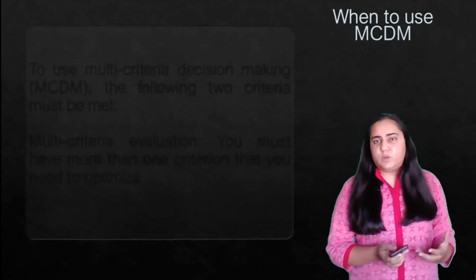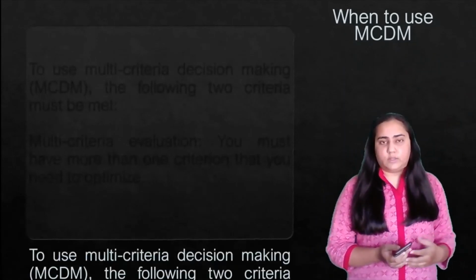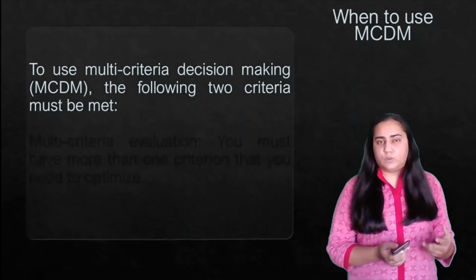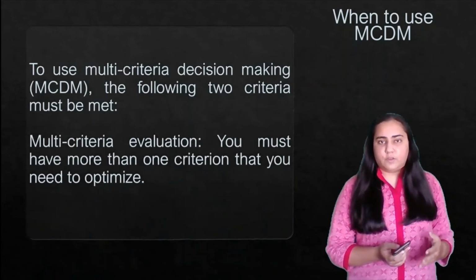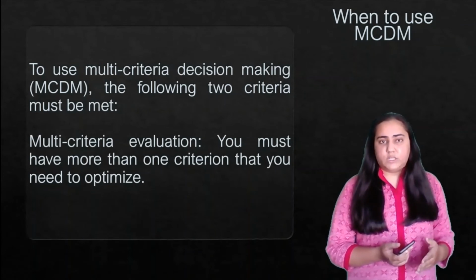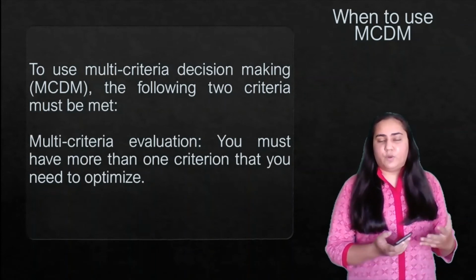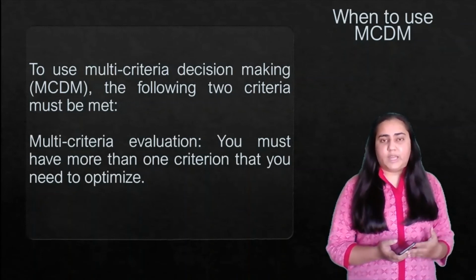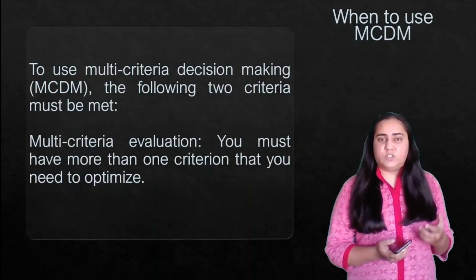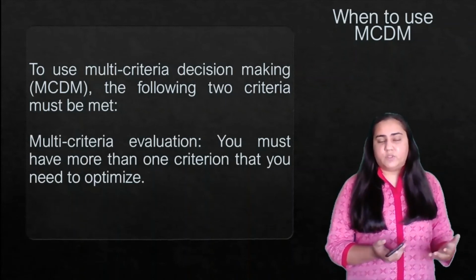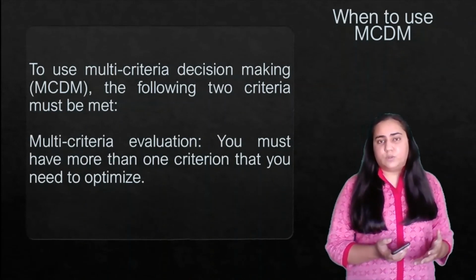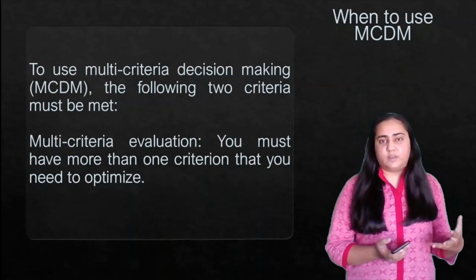Now we come to when you can use MCDM in your projects. To use multi-criteria decision making, there are 2 criteria that have to be met. The first one is multi-criteria evaluation. You must have more than one criterion that you need to optimize. If your problem requires only evaluation and optimization of just one criterion, then there is no need to use MCDM. It is useful when you have multiple criteria that you want to optimize and find a solution for.